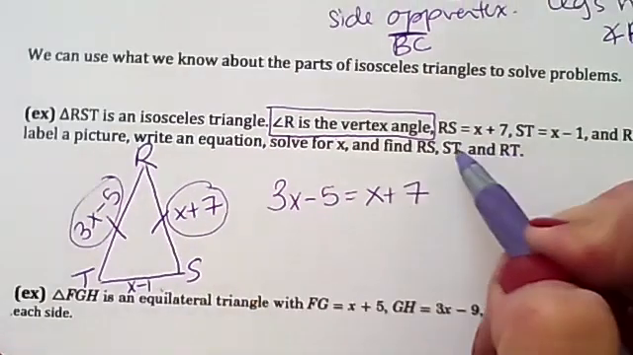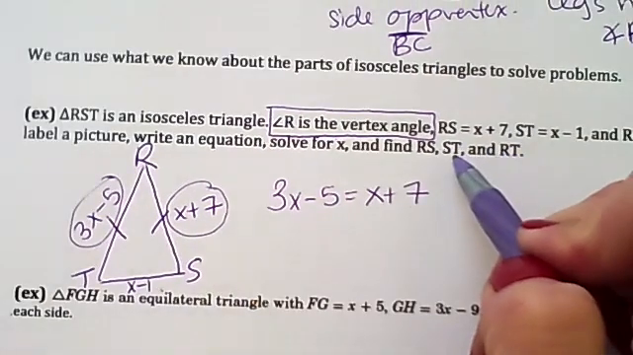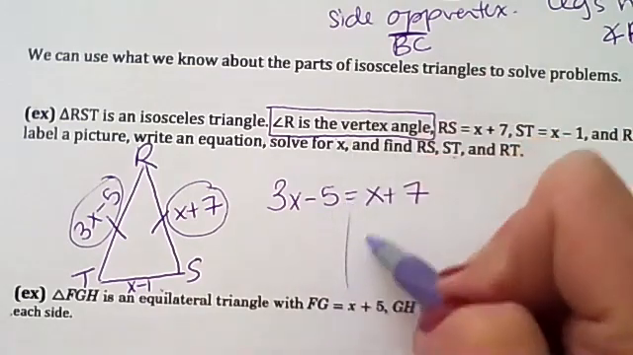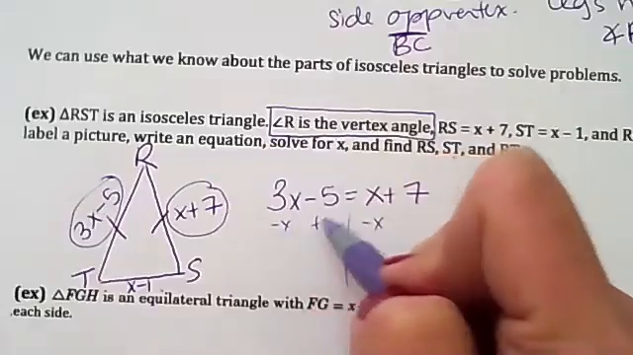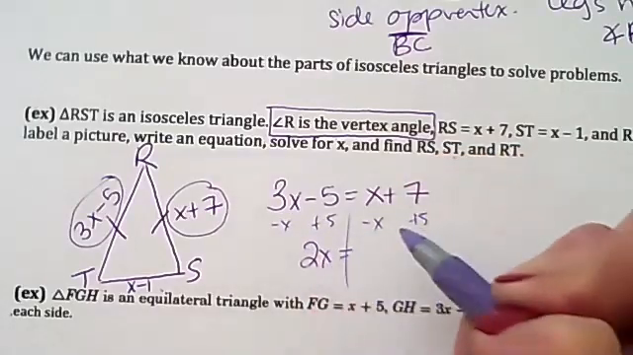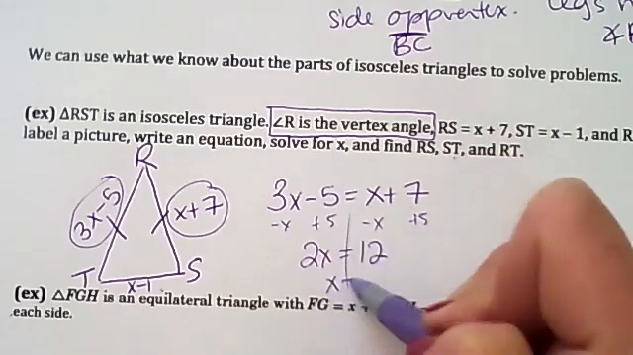Also, at the end, it does ask us to find ST. So once we find x, we'll be able to plug that in. So I'm going to solve for x here: subtract x, add 5. So that's going to be 2x equals 12. So x is 6.